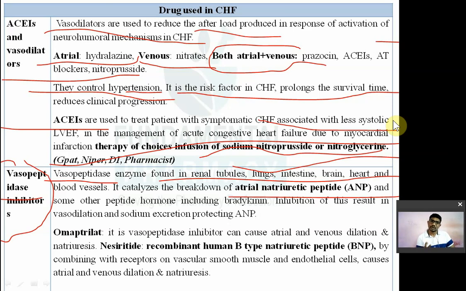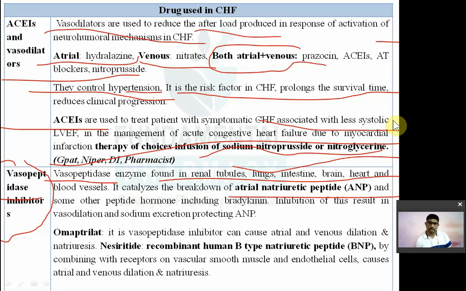That's why vasopeptidase inhibitors are useful in congestive cardiac failure. A vasopeptidase inhibitor will inhibit this vasopeptidase enzyme and thereby increase the atrial natriuretic peptide, and thereby decrease the preload, afterload, and decrease the aldosterone, the renin angiotensin aldosterone axis.